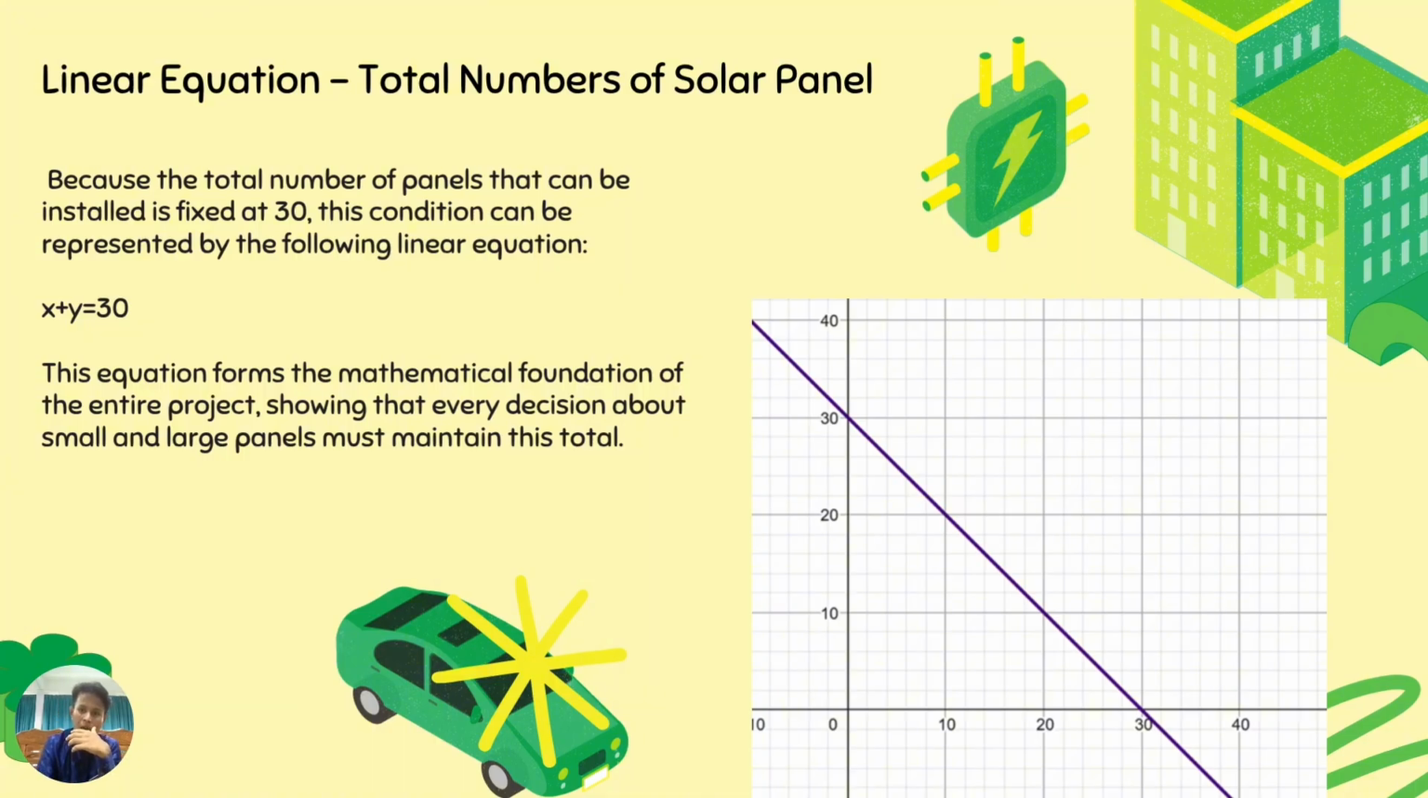For example, when we choose to install 10 small solar panels, we have to install 20 large solar panels. So if we take 20, 50 small solar panels, we need to install 50 solar panels. So we can easily see all possible solutions visually.